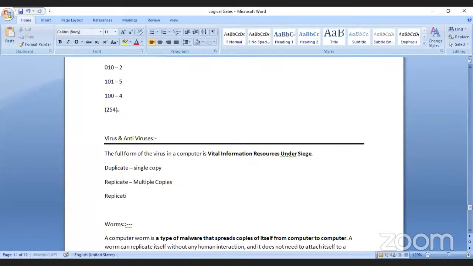Replications. So these are known as unnecessary replications. And someone said malware also. So basically malware means malicious software. Malicious means it will do harm, and it will also damage our file system.